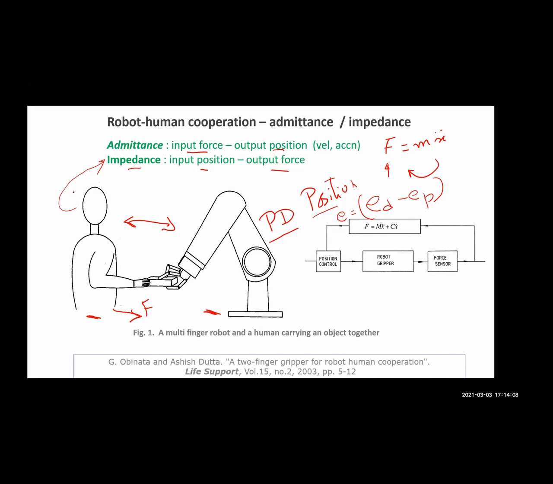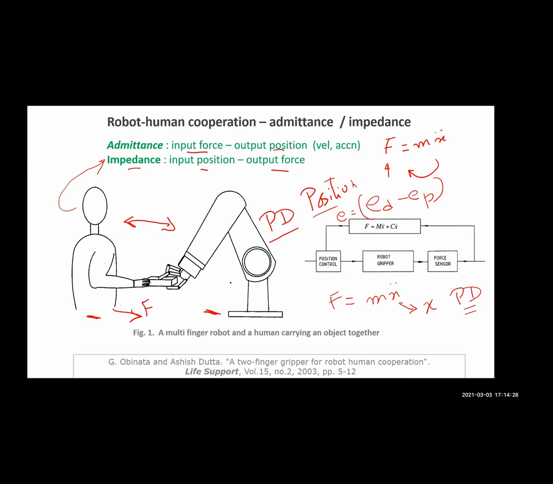For example, the human is applying a force F. Now, this force is equal to mass into acceleration. Suppose I need to find X. Why? Because it is ultimately a PD position controller, it needs X. So I will integrate this equation and get X, and then the robot will move for a particular X.